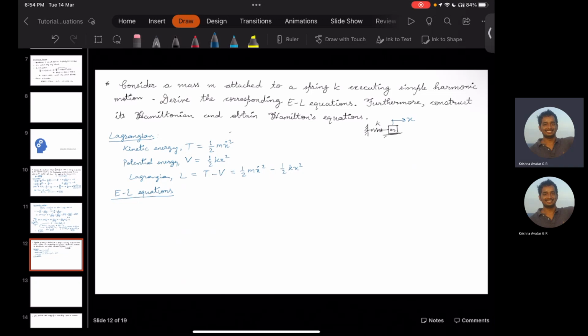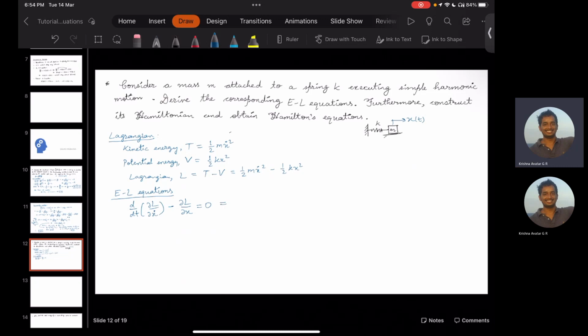So this problem has one independent variable, which is time. So x is a function of time t, and one dependent variable, which is the displacement variable x. So we'll have just one Euler-Lagrange equation, which is given by d by dt of partial L by partial x dot minus partial L by partial x is equal to 0.